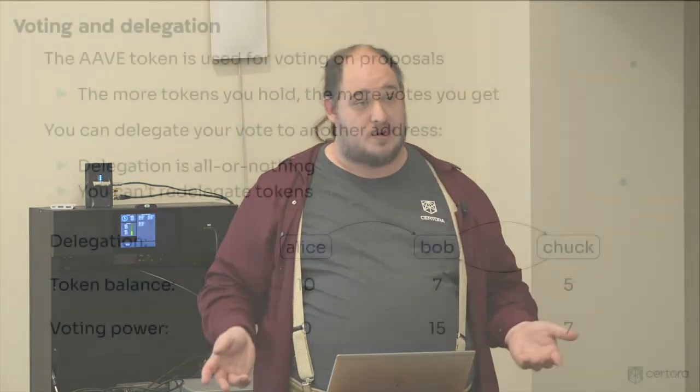Okay. So the AAVE token is used for controlling the AAVE protocol. So it's an example of what's called a governance token. And what a governance token is, it's a token that comes with some kind of voting power. So the idea is if you hold AAVE tokens and there's a proposal on how to change AAVE or what AAVE should do, you can use your tokens to vote for or against that proposal. And the more tokens you hold, the more votes you get.